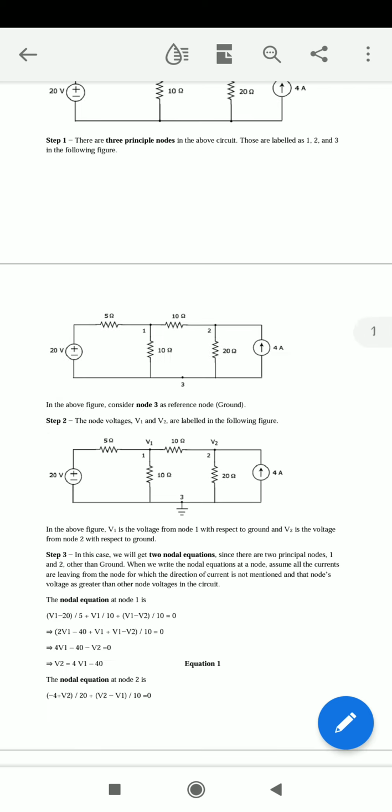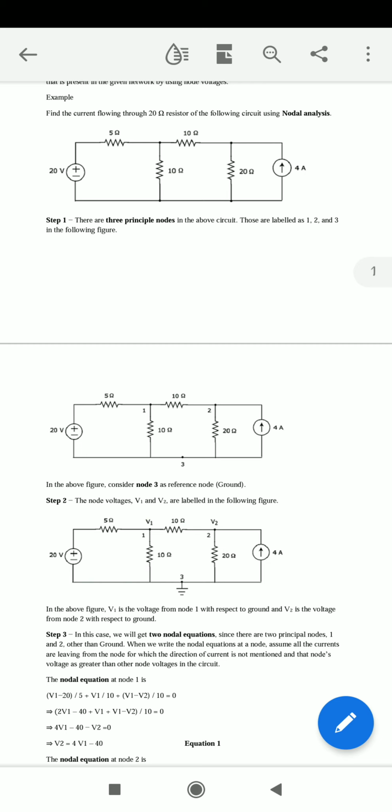Mesh analysis and nodal analysis are the same, but the step by step procedure changes. In mesh analysis, the matrix equation is V equal to I into R, directly from Ohm's law. But in nodal analysis we use conductance: I equal to V by R, which is V into 1 by R. The same formula is modified, that's it. Otherwise the procedures of mesh and nodal analysis are the same.